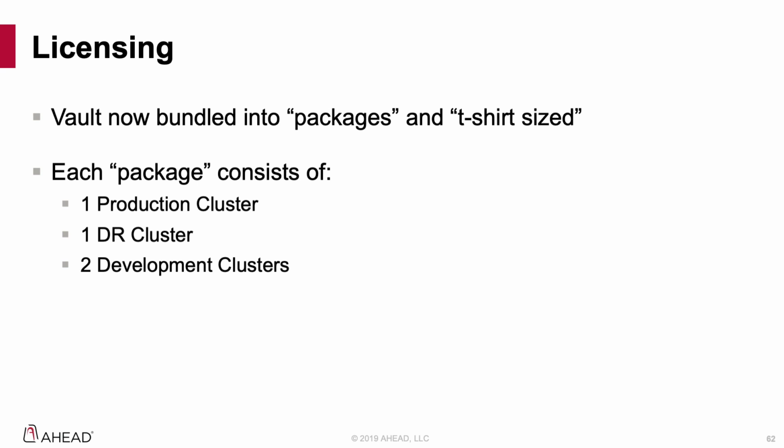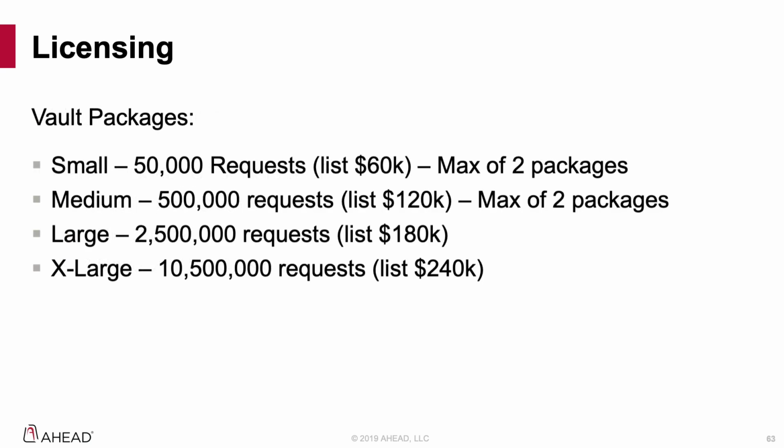All right, so Vault licensing. Vault is now going to be bundled into packages, and they're going to be t-shirt sized, if you will. Before it was per cluster. If you needed a DR cluster, it was like half the price. If you needed a dev cluster, it was like half the price, etc. So what they're trying to do is create a package now. Each package of Vault consists of a production cluster and 1 DR cluster. Again, that's DR cluster and not performance replication clusters, so just note that. And then it gives you 2 development clusters to deploy and test with. So that's the package.